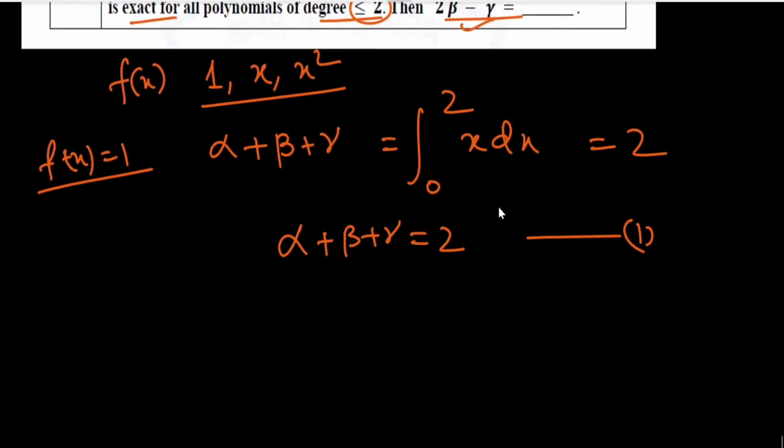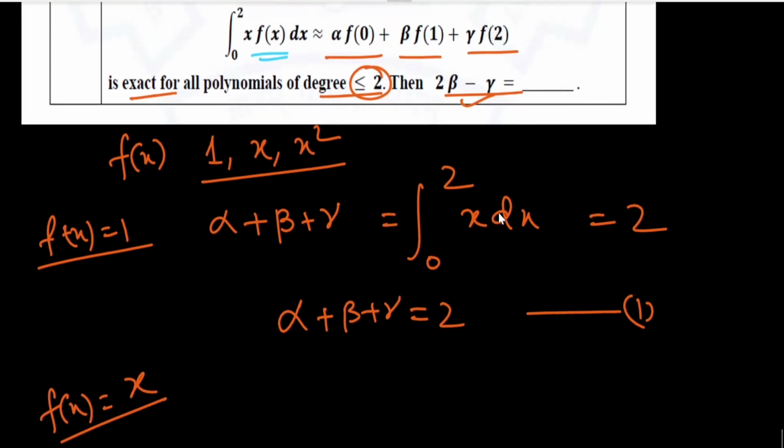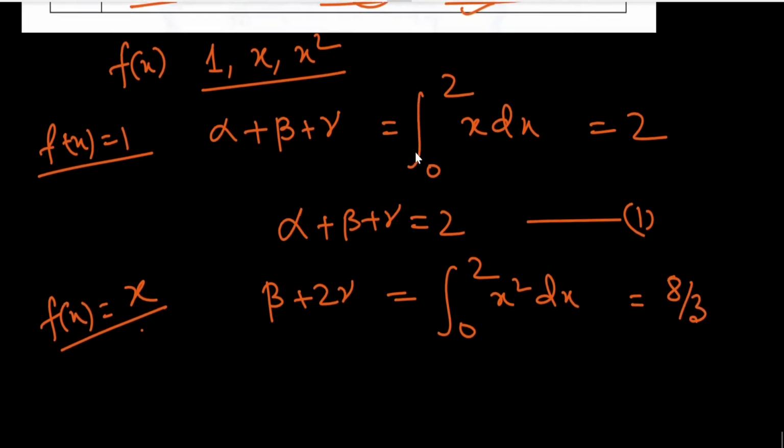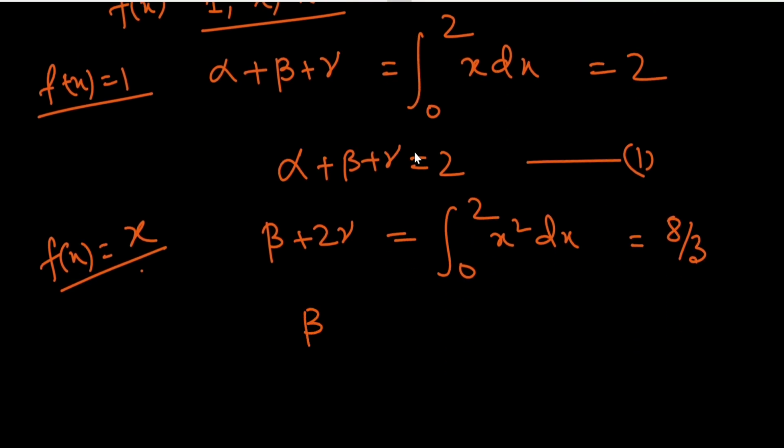Then for fx equal to x, f0 means 0, f1 means 1, f2 means 2. So alpha times 0, beta plus 2 gamma, this is equal to integration 0 to 2 of x square dx, x cube by 3, which gives 8 by 3. So this is an equation: beta plus 2 gamma is equal to 8 by 3.